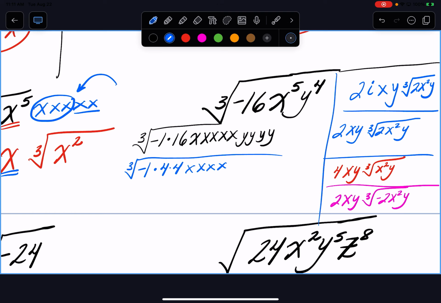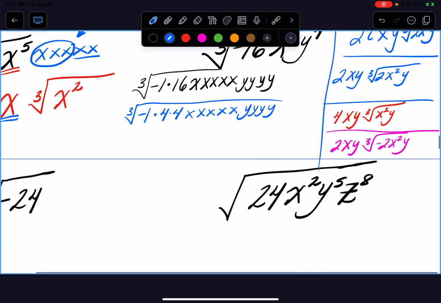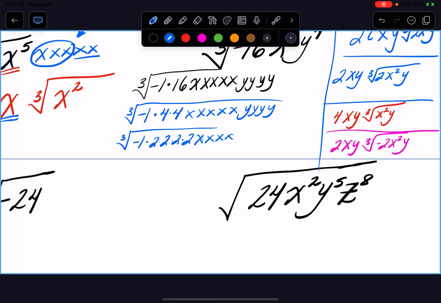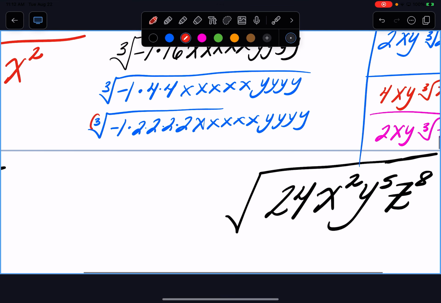And then y, y, y, y. And then you're like, oh, but I have to keep going. If you're going to do it this way, you have to factor it all the way down. So now you're going to rewrite this as the cube root of negative 1 times 2 times 2 times 2 times 2, true? And then you have x, 5 times, and y, 4 times. If you have to do it this way, it's fine. Then we're pulling out groups of 3.